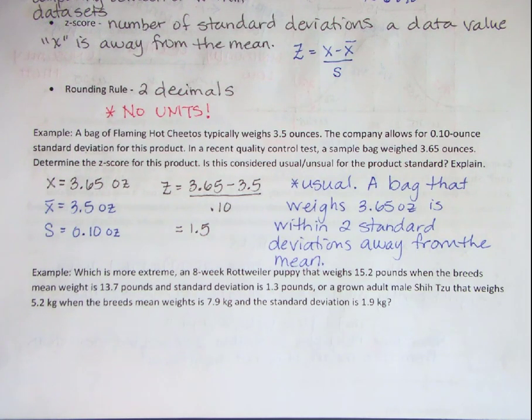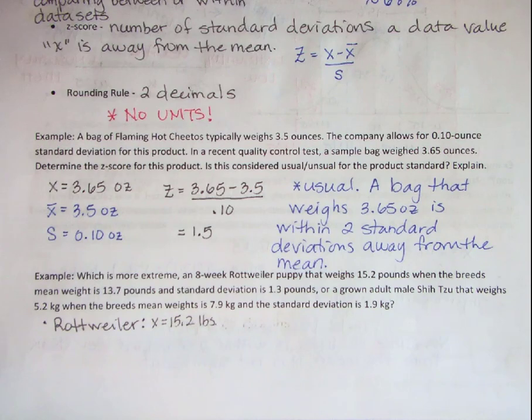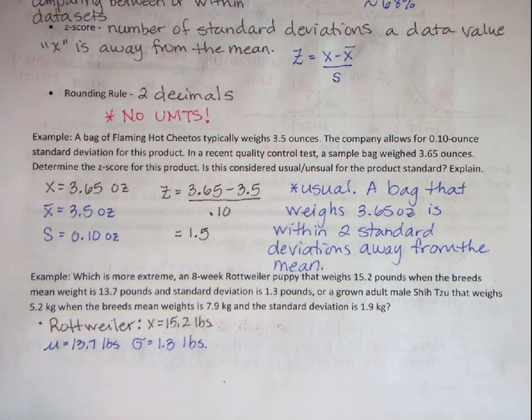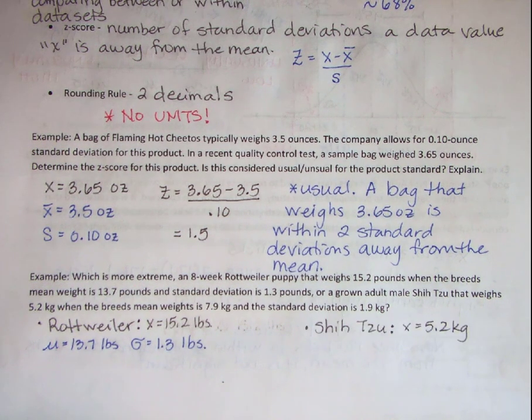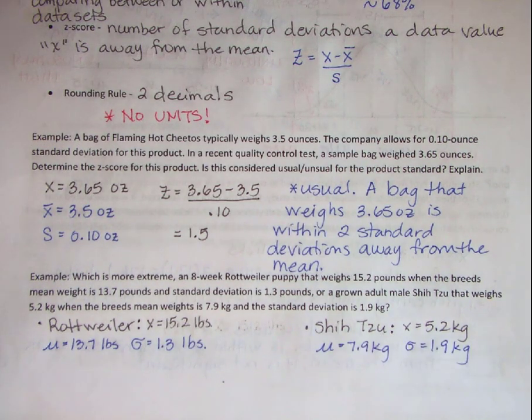Z-scores allow us to determine the extremes for given populations. In this example, we want to know which is more extreme. An 8-week-old Rottweiler puppy that weighs 15.2 pounds, when the breed's mean weight is 13.7 pounds and a standard deviation of 1.3 pounds. We want to compare this to a grown adult male Shih Tzu that weighs 5.2 kilograms when the breed's mean weight is 7.9 kilograms with a standard deviation of 1.9 kilograms.